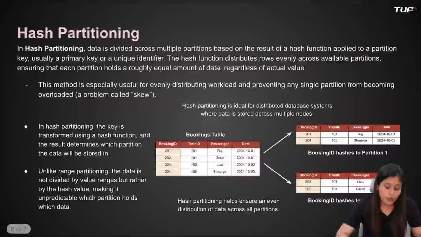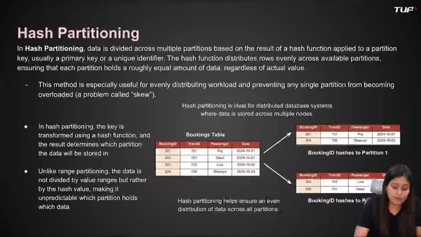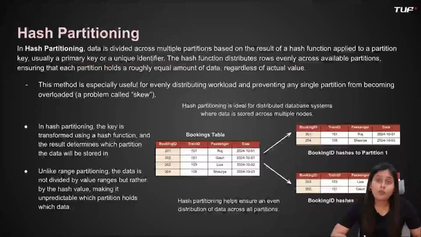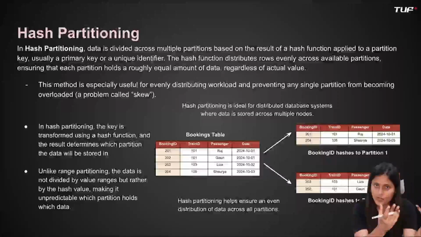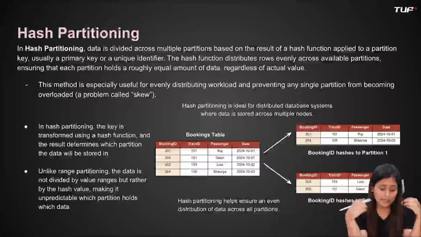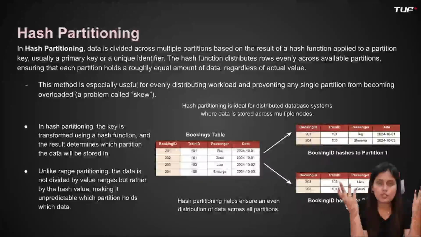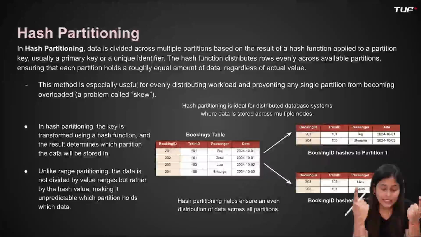Now let's move on to hash partitioning. Hash partitioning is where data is divided across multiple partitions based on the result of a hash function applied to a partition key, usually a primary key or a unique identifier. So basically here is how the hash function works. In this case, we will be saving the rows of data on the basis of a hash function applied on a primary key. Primary key means holding a unique value.